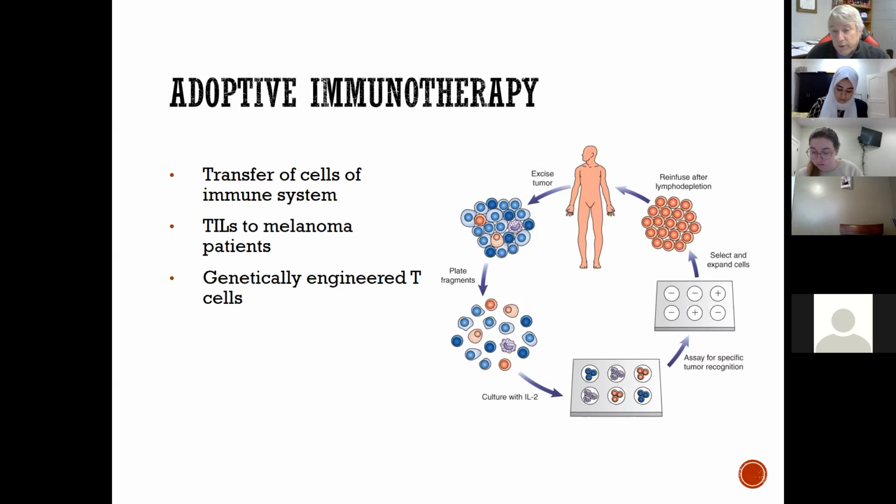So we're actually taking the tumor out of the body here, growing it outside the body in the presence of IL-2 to find, what are we finding? The lymphocytes with potent anti-tumor activity, right? And then putting those back into the patient, reinfusing after we do a lymphodepletion, and then going after what tumors were left.